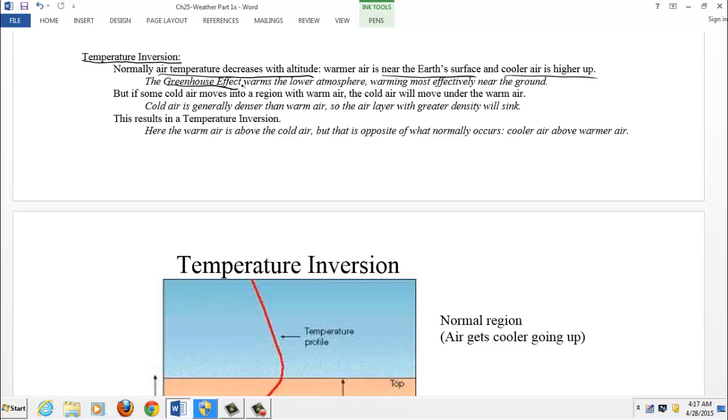Now, if you talk about a region of air that's pretty warm and some colder air blows in, well, cold air is generally more dense than warm air. And so the air layer that's more dense is going to sink. So this cold air just got blown into this region of warm air. It's going to go below the warm air. And now what you have is the opposite of what normally happens. Normally the warmer air is found near the surface of the Earth, and it gets cooler as you go higher up. But if some air blows in that's cold, it's going to sink, and the temperature is going to be inverted. You're going to get temperature inversion.